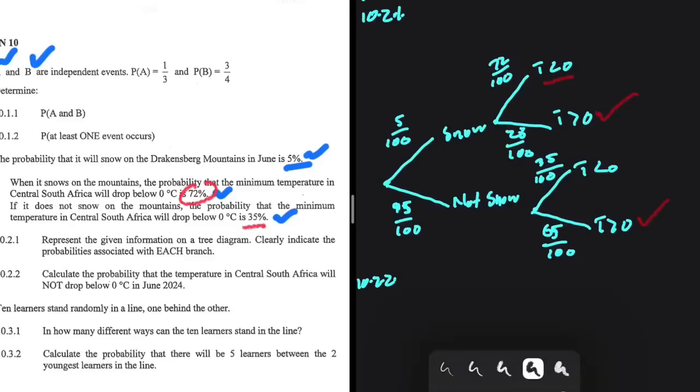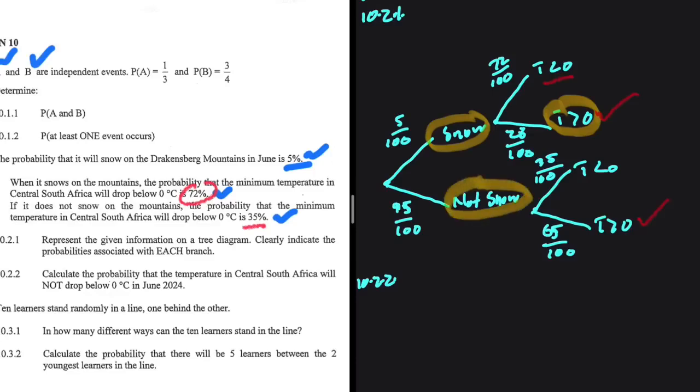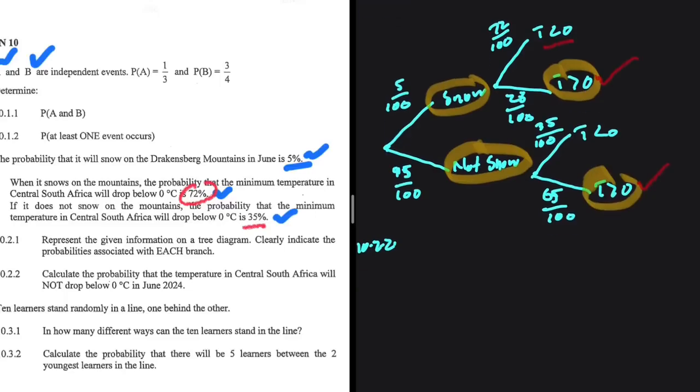How do we do that? Okay, let me show you. So first of all, if it snows, the probability that the temperature will be greater than 0 is 28 divided by 100. And if it does not snow, the probability that the temperature is greater than 0 is 65 divided by 100. That is what we have to figure out.